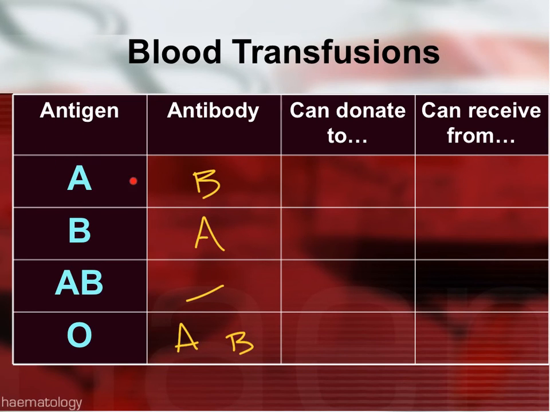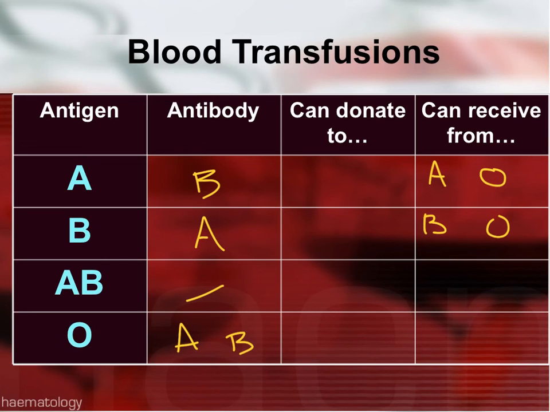So someone who is type A can receive blood from anyone who also has type A antigens, which means you can receive blood from someone who's type A and also type O, because type O doesn't have any antigens. Basically, anyone who doesn't have the B antigen. That's the same thing for people with type B blood type. So they can receive blood from type B people or type O people.